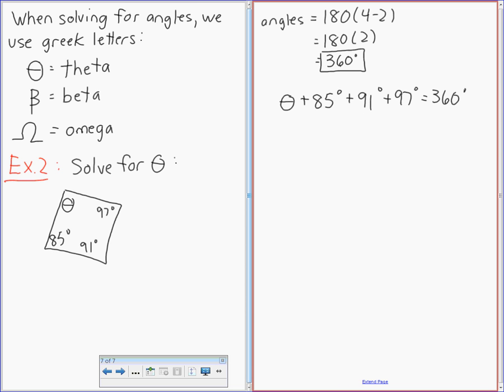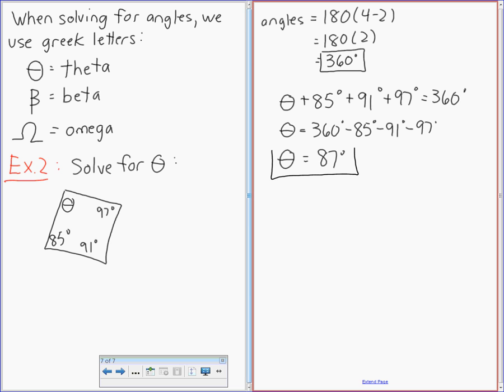All right, Desiree, can you use your great algebra skills to solve for theta, please? What do we do? Very good. Treat it just like an algebra question. 360 minus 85 minus 91 minus 97. Right, just like a regular old algebra question. Right now, use your calculator, please give me that answer. A question? Go ahead, Natalie. 87. That's neat.